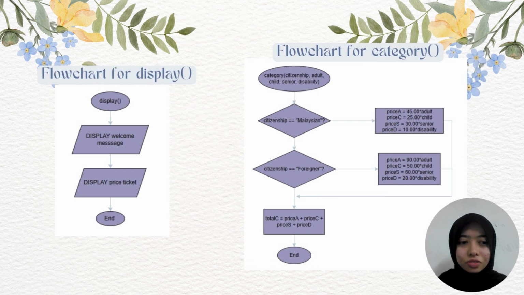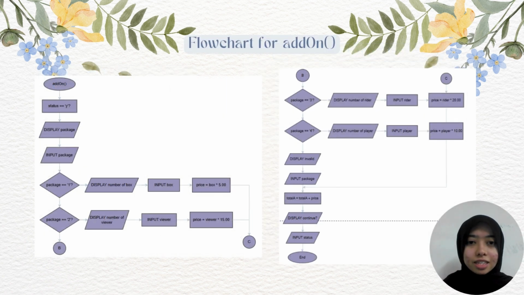This is the flowchart for the display function and category function. And lastly, the flowchart for the add-on function.